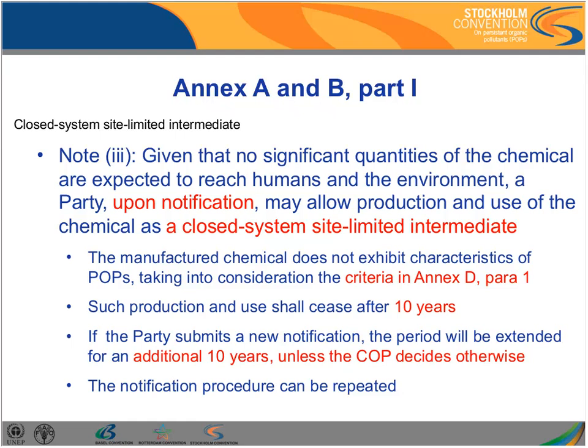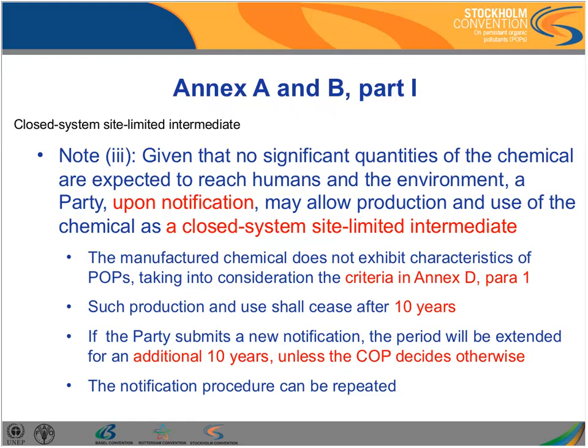Note 3 is quite a long note, so you really have to magnify the text and read it carefully. It says the manufactured chemical does not exhibit characteristics of POPs, taking into consideration the criteria in Annex D, paragraph 1. It also indicates that such production and use shall cease after 10 years. So there is a time-bound period provided for closed system site-limited intermediate.